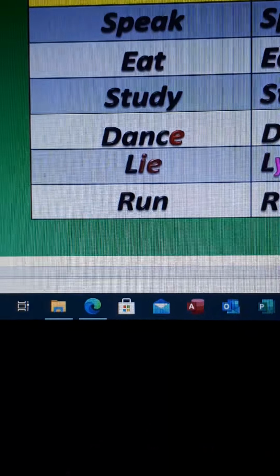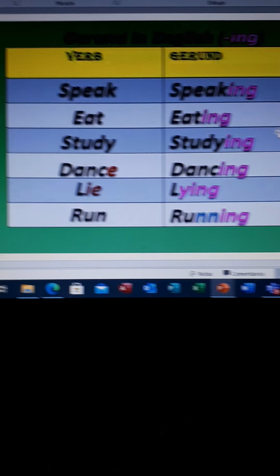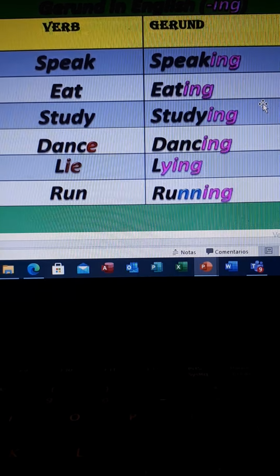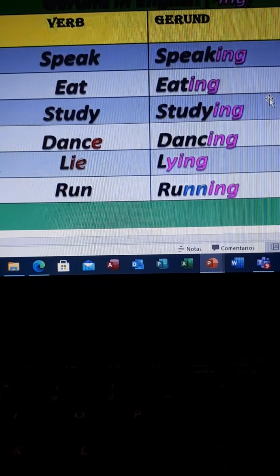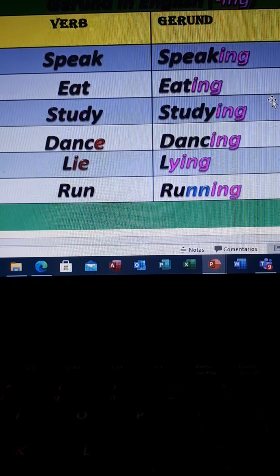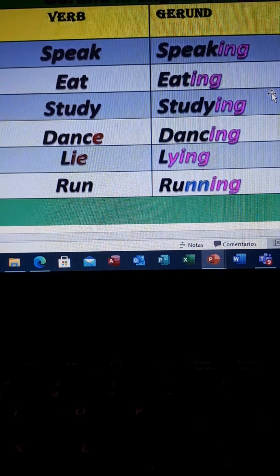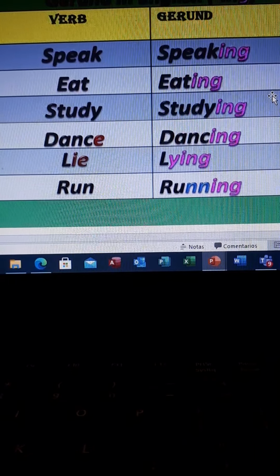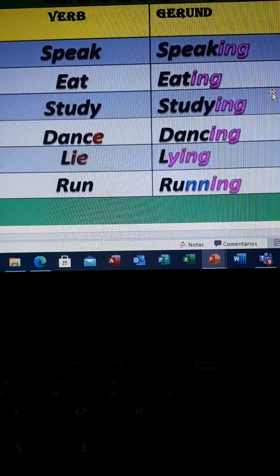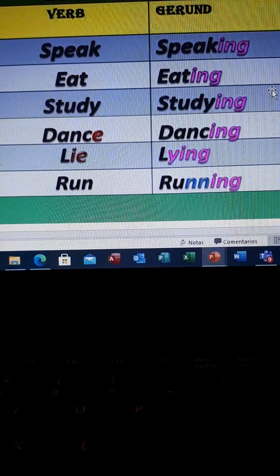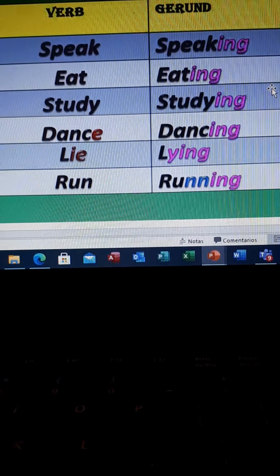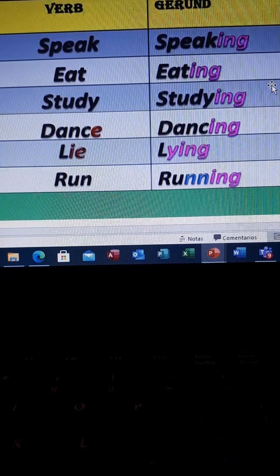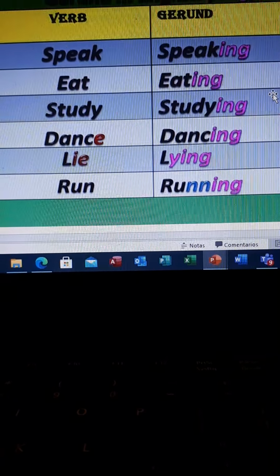Also, I add here more examples. Speaking, eat, eating, study, studying, dance, dancing, lie, lying, run, running. Remember that on last class we said that, for example, in some cases, like dance, like live, we have to take off the letter E and add ing. Or in the case of run, or swim, or cut, that is one syllable, if it is one syllable and it is a vowel before the consonant, you have to duplicate the last letter, and then I add ing.